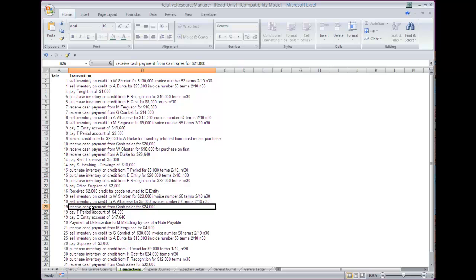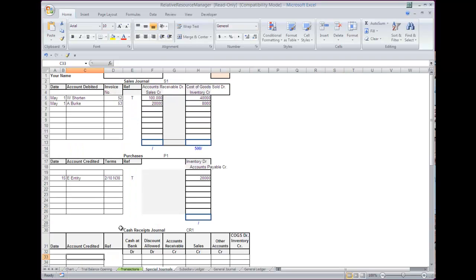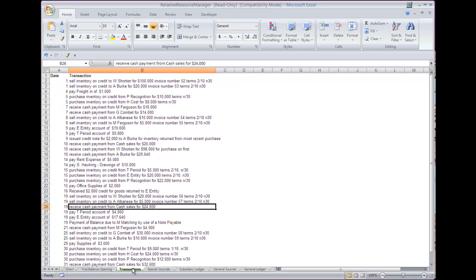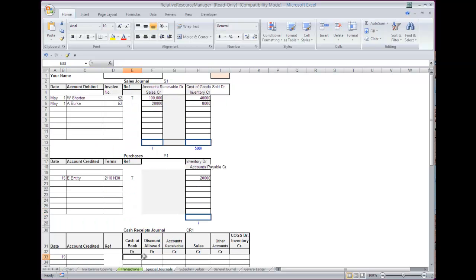So receive cash payment for cash sales for $24,000. So on the 19th, account credited, cash sales, so the bank, check the amount, 24,000. 24,000 will be a debit to the bank account because that increases by 24,000. Then we'll make a credit of 24,000 to sales. So this is similar to these items up here, except we had the debit and the credit both go in the one column. Down here in the cash receipts journal, the debits and the credits go in different columns.